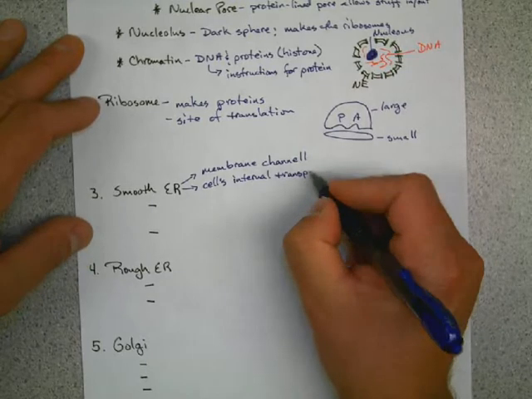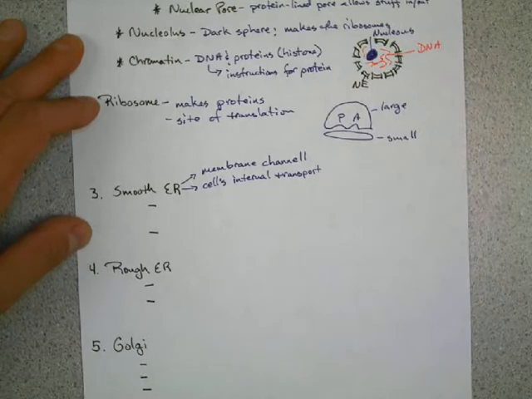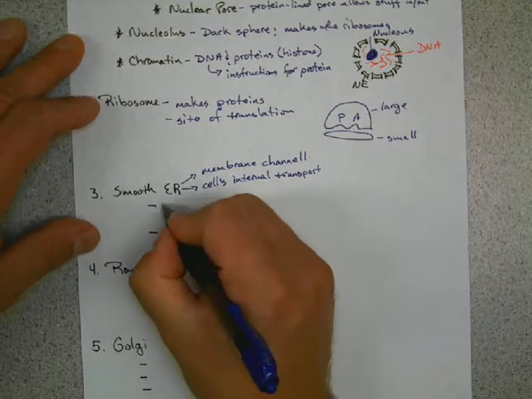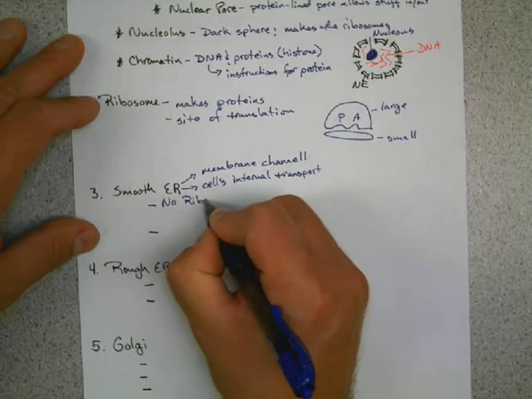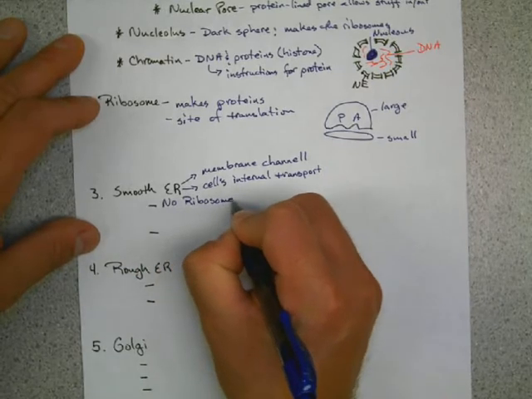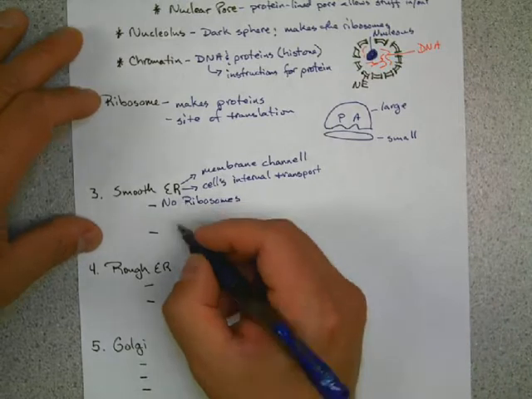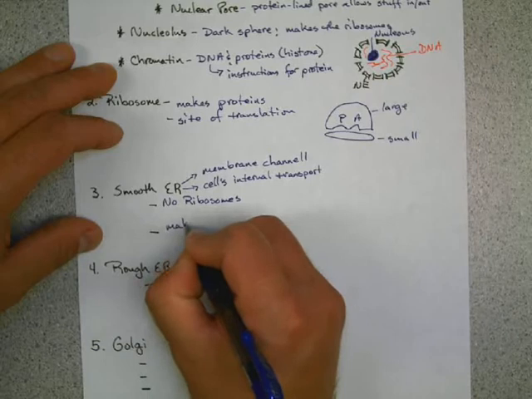Now the smooth ER, the way you want to remember this one is it's called the smooth because it has no ribosomes on it. So if you look at it visually, it has a smooth texture. And it does a couple of things. And the main thing that it does is it makes and transports lipids.